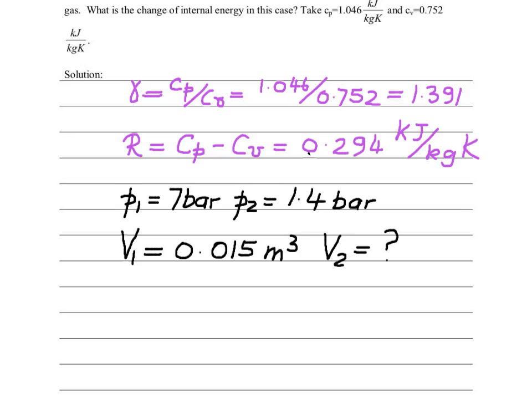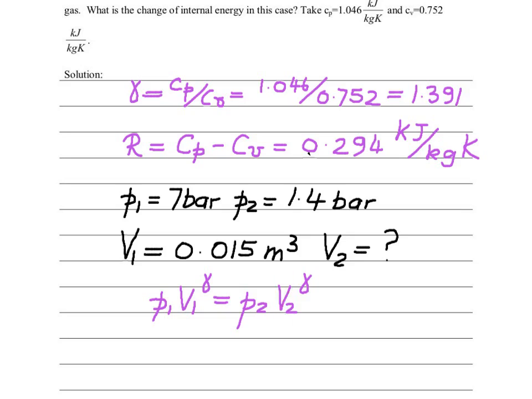So using the adiabatic rule, what is the adiabatic rule? For pressure change and volume, P1 V1 to the power of gamma equals P2 V2 to the power of gamma. In this case, we know all the terms, P1, we know P2, we know V1, we have to calculate V2.